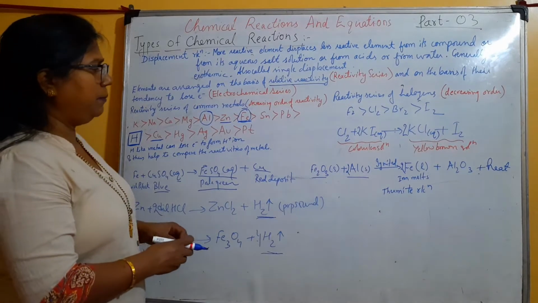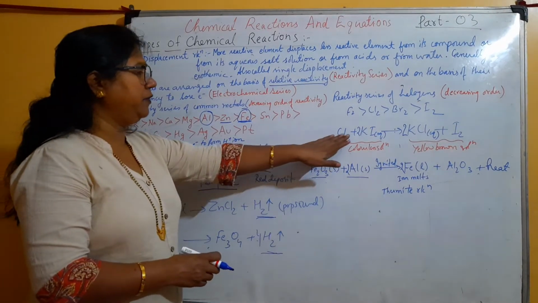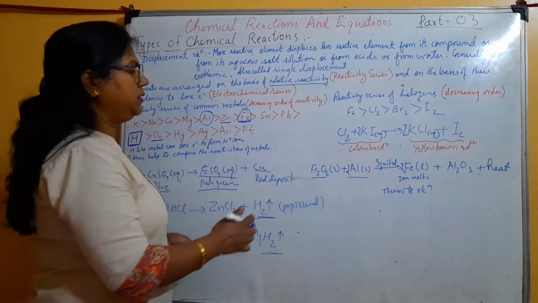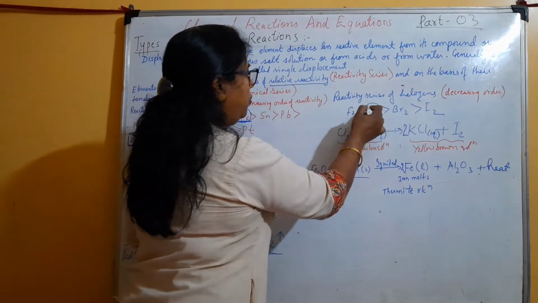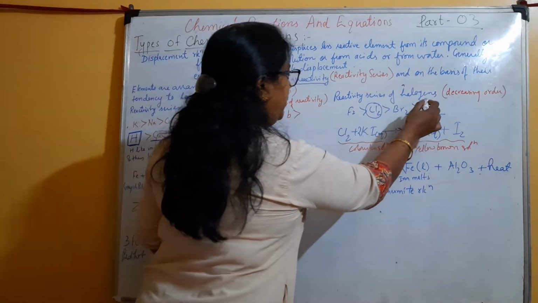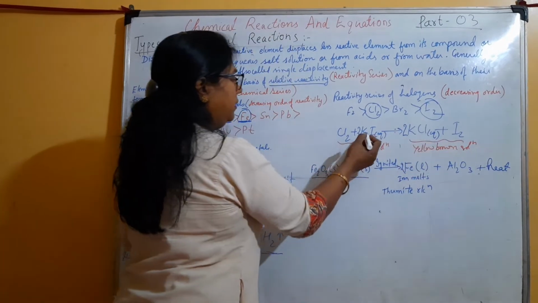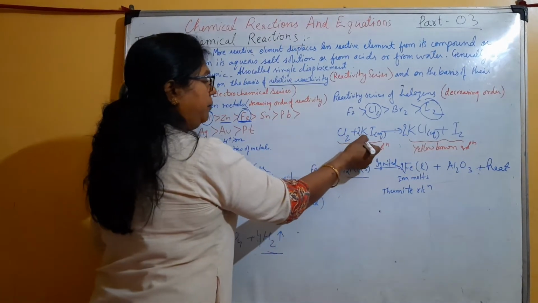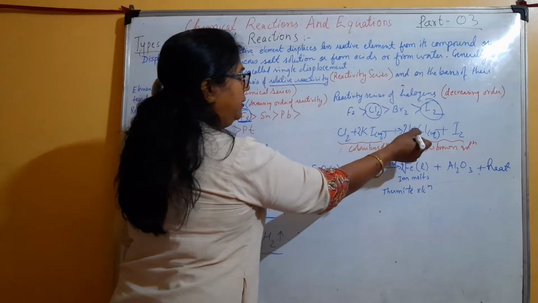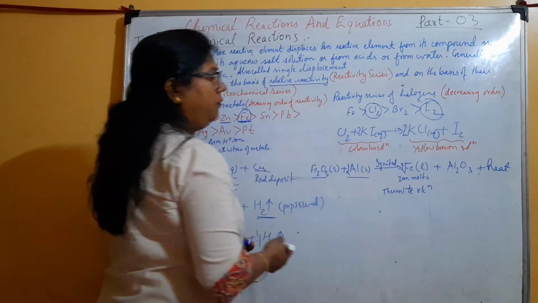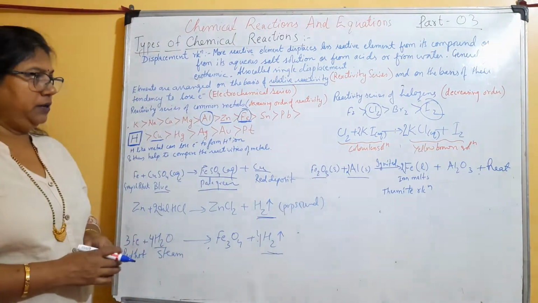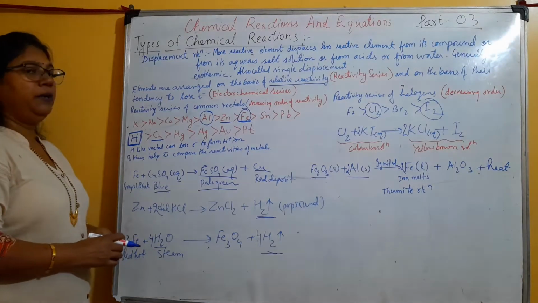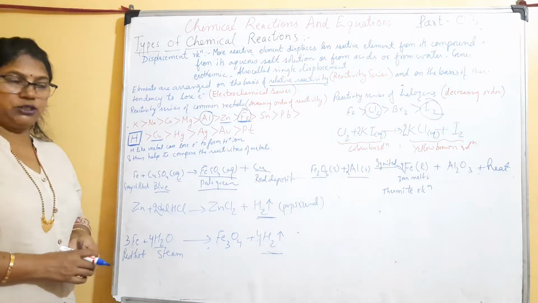Now one more example where chlorine is treated with potassium iodide. You can see chlorine is more reactive than iodine, displaces iodine from potassium iodide and forms potassium chloride with the liberation of iodine. Now let us take up double displacement reaction.